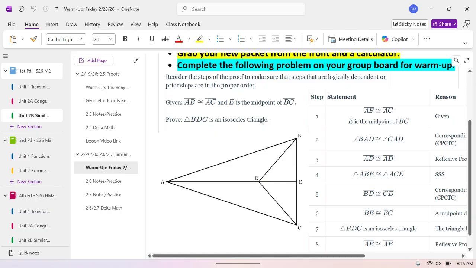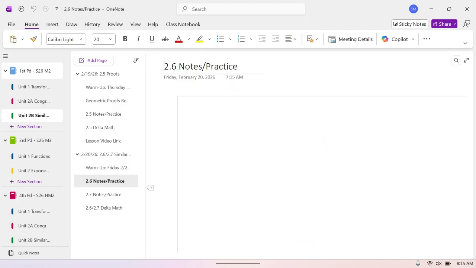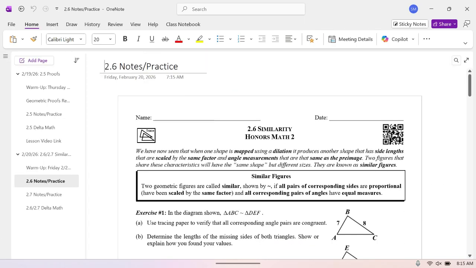When it comes to the side lengths, there's actually a relationship between them. It's not just that they're going to be different sizes. Those sides are actually going to be proportional to each other, which we'll talk about what that means in just a second. So go ahead and open up your packet to the first page.